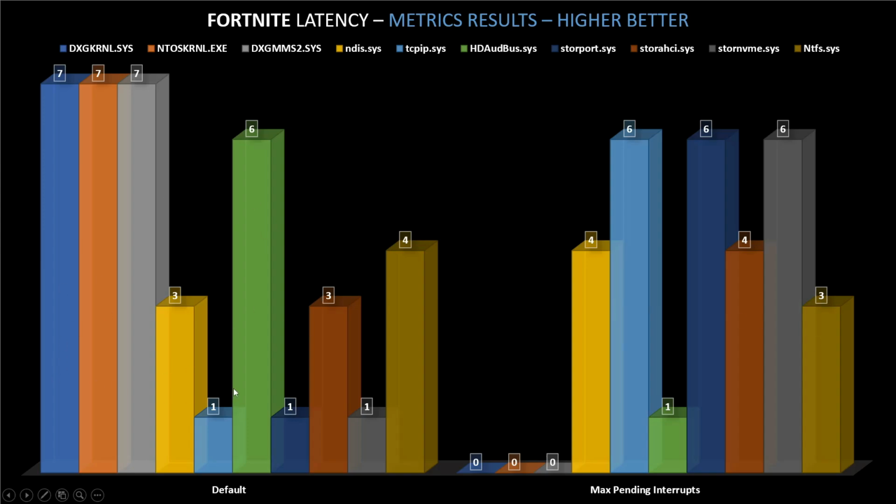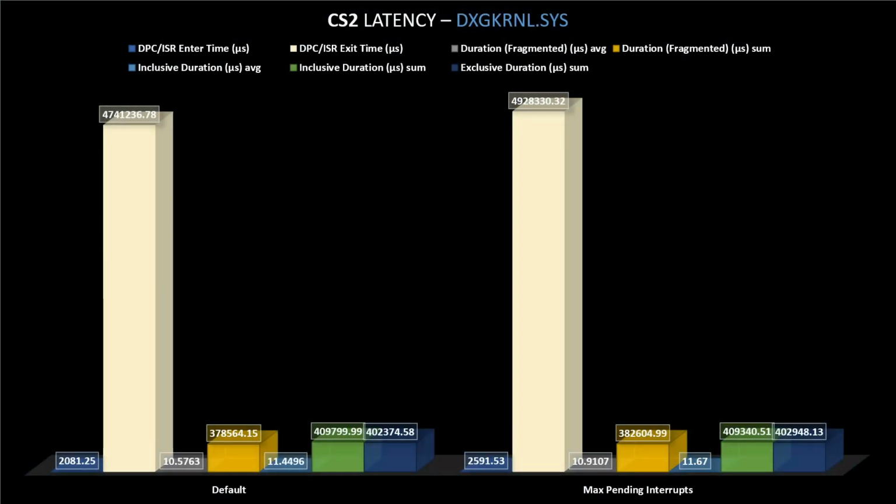The other drivers are better by default. For instance, the audio driver is better by default, and with max pending interrupts, we have only one metric that is better with max pending interrupts. Now in CS2, we follow the same concept.